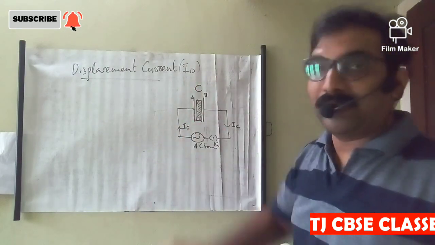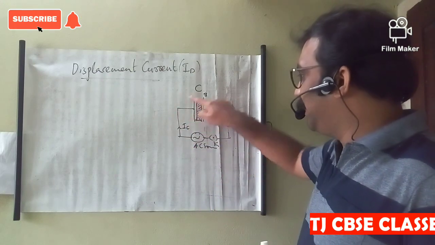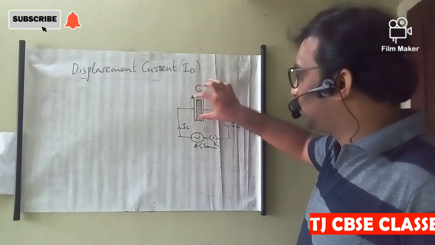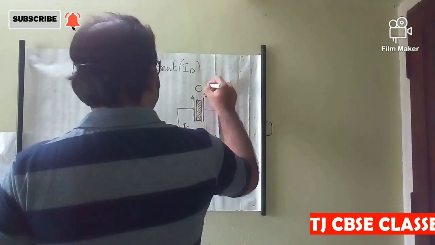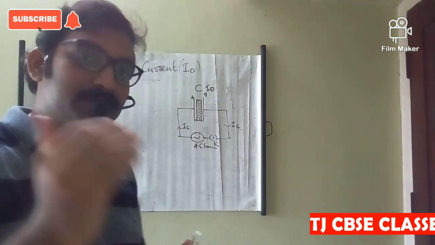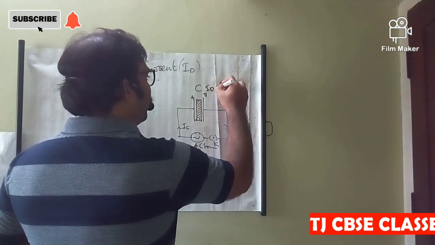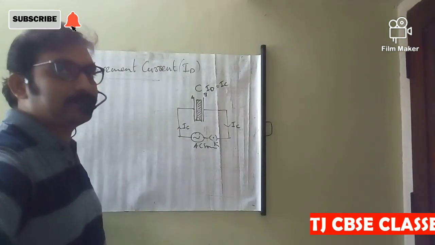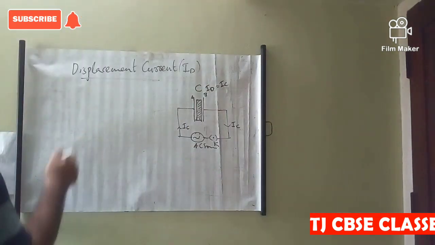In this region conduction current cannot flow, but for the circuit to maintain a continuous flow, there should be a current flowing through this region, and that current is known as displacement current. By Kirchhoff's law, ID is equal to IC. Both are the same. Here we need to derive the displacement current.